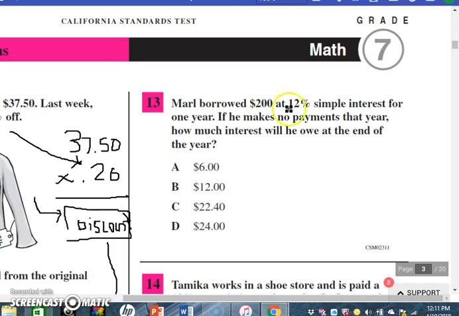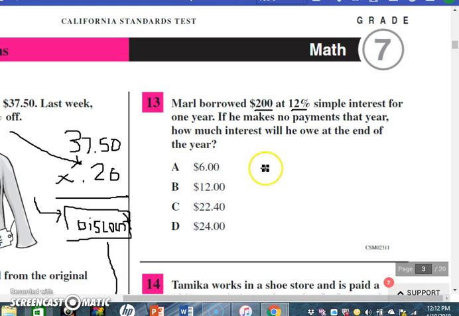Question number 13, right off the bat. Can I ask someone, Chloe, what do you see me doing right here? What did I just do to those two numbers? Yeah, I underlined them. And one of the reasons why I would do this is because you need to pay attention to important information. And obviously, these numbers are going to be used to find the answer to this question. Marl borrowed $200 at 12% simple interest for 1 year. If he makes no payments that year, how much interest will he owe at the end of the year?